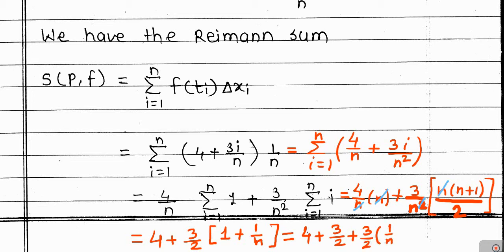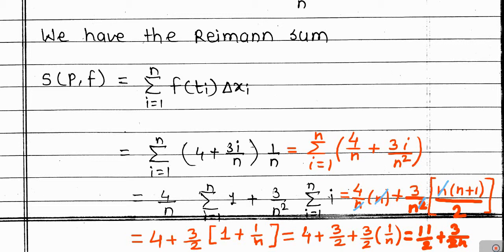Which is nothing but 3 by 2 plus 4, which is 8 plus 3, meaning 11 by 2. So the summation of the first two terms is 11 by 2, and the second is plus 3 by 2 into 1 by n, or it can be written as 3 by 2n also. Now it will be simple to take the limit as n tends to infinity.